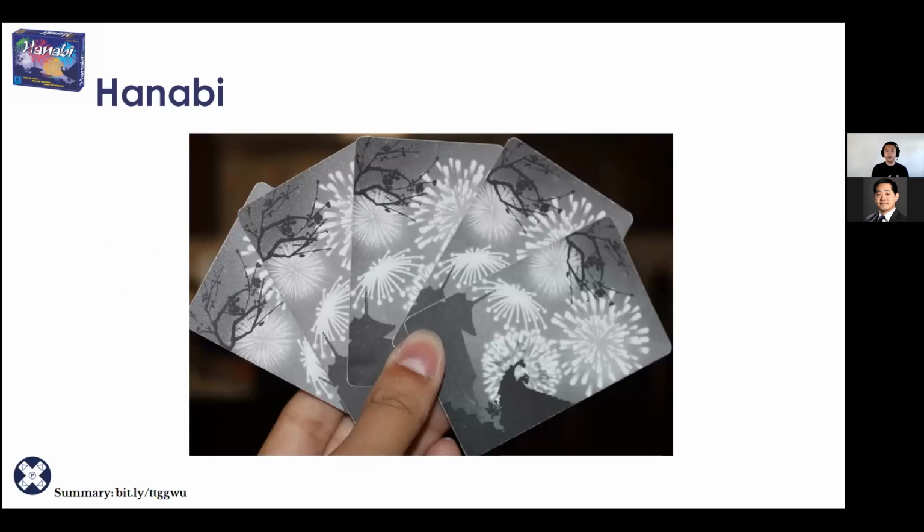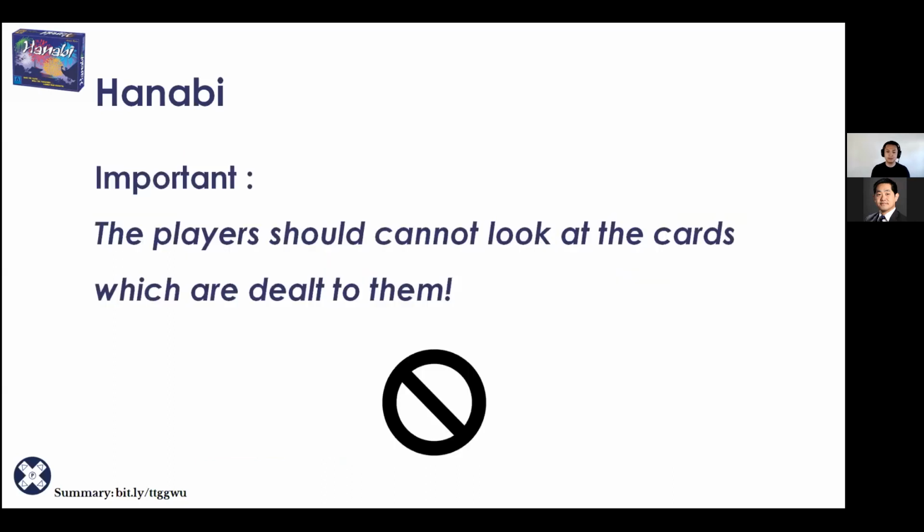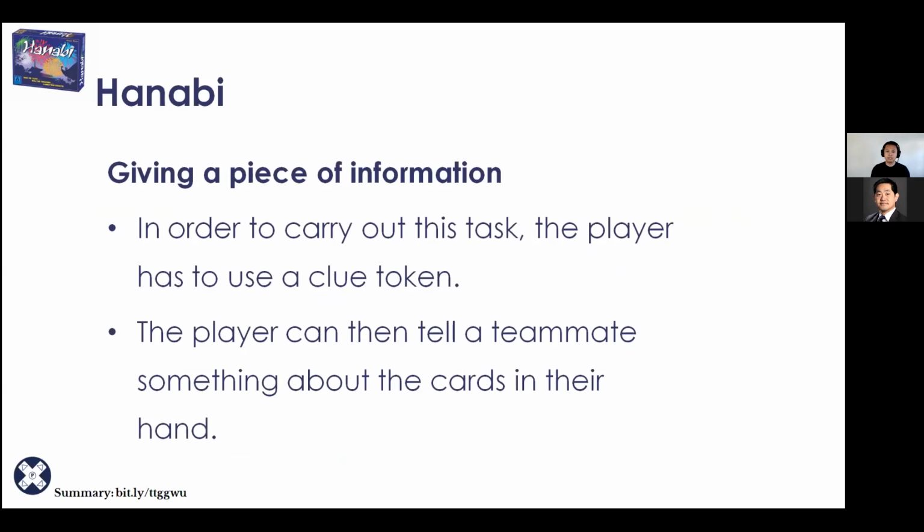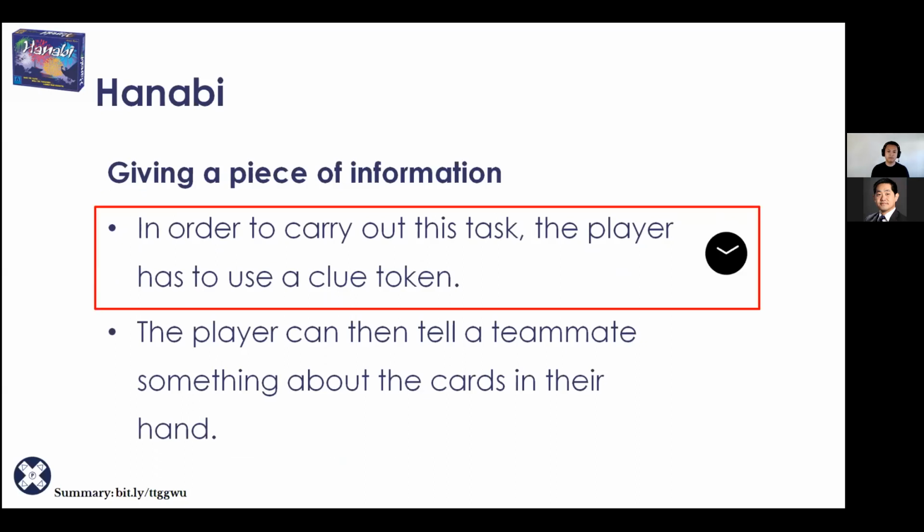You only know that you have 5 cards and you have the backs of these cards right here. So when you're playing Hanabi, you will have a few options when it is your turn. One of the options you can take is to give another player a piece of information. In order to carry out this task, you as the active player, the person whose turn it is, are going to use up a clue token.